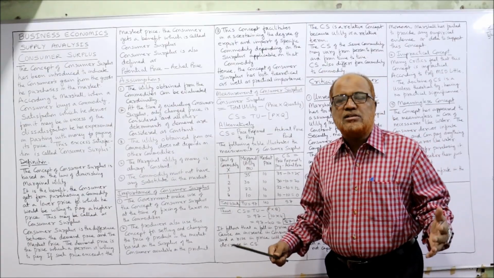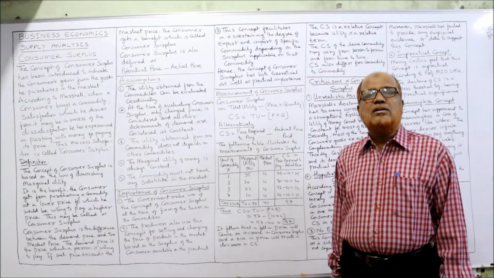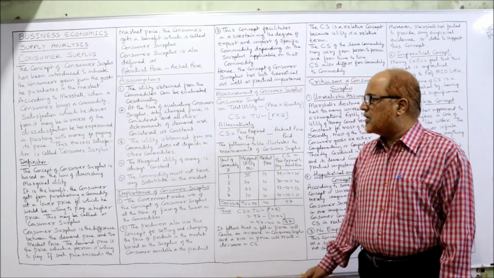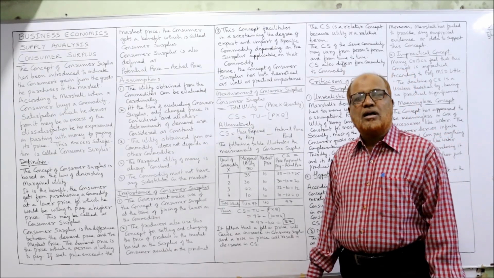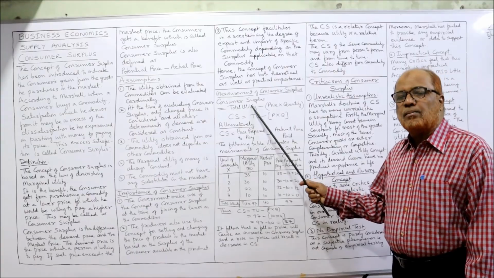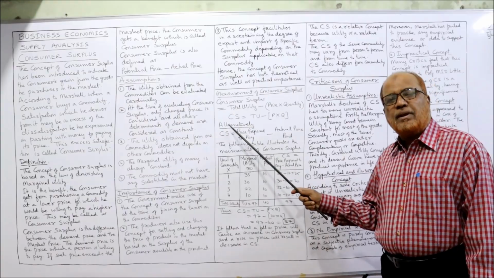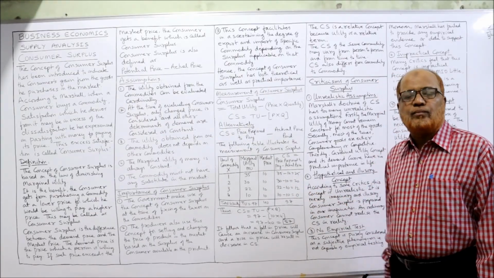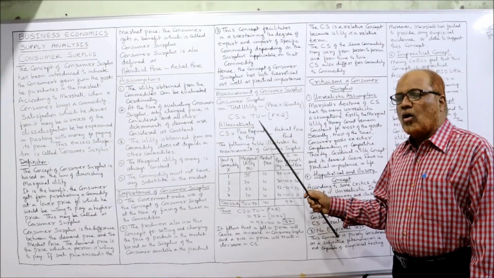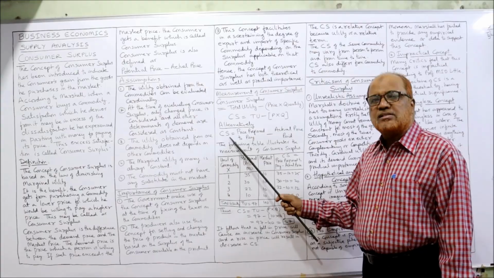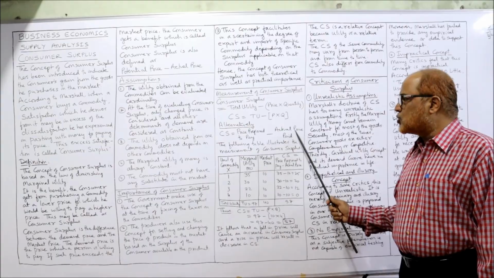What are the assumptions on which this consumer surplus can be calculated, and what is the importance of consumer surplus? Now next thing, measurement. How to measure the consumer surplus? The consumer surplus formula is total utility minus price into quantity, or simply we can write CS is equal to TU, total utility, minus P into Q, price into quantity. Alternatively, CS, consumer surplus, is equal to price prepared to pay minus actual price paid.